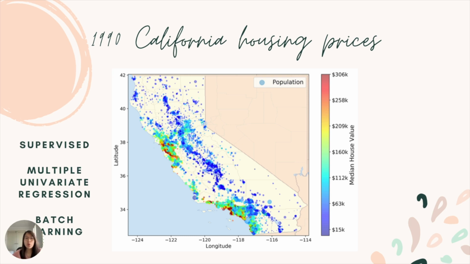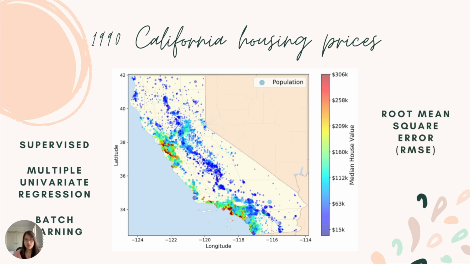Finally, there is no continuous flow of data coming into the system. There's no particular need to adjust to changing data rapidly, and the data is small enough to fit in memory, so plain batch learning should do just fine.